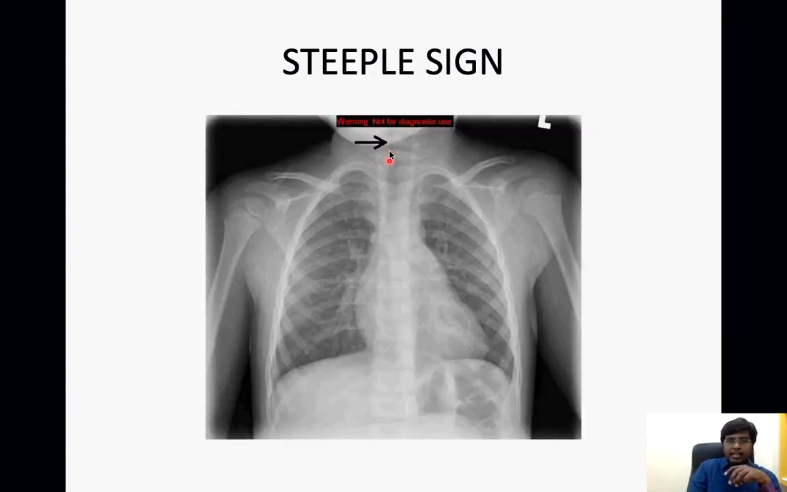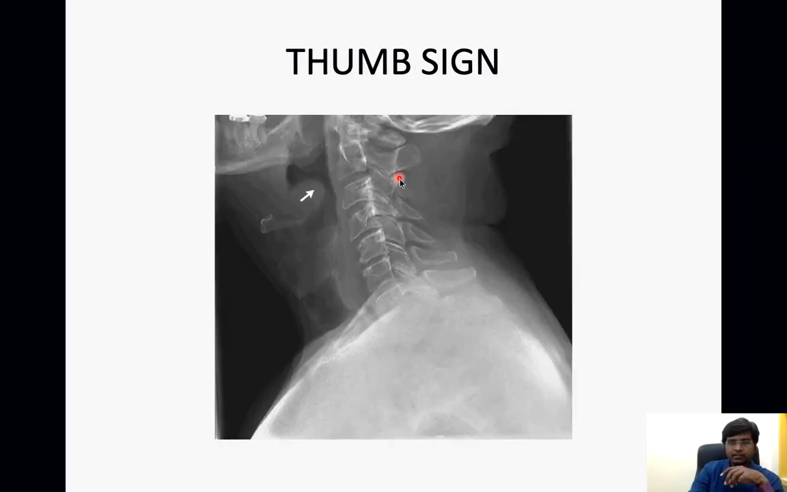And steeple sign, actually it's the narrowing of your upper airway. The steeple sign is common in your acute laryngotracheobronchitis. So the upper airway gets narrowed down. So you diagnose ALTB or croup from your X-ray. And this is thumb sign. This is because of your epiglottitis. So this is the epiglottis which has been swollen. Whenever there is a swollen epiglottis, there is always a chance that your upper airway might get obstructed and the child might become very sick. So you should be careful in making out the diagnosis of epiglottitis from the lateral view of your X-ray.